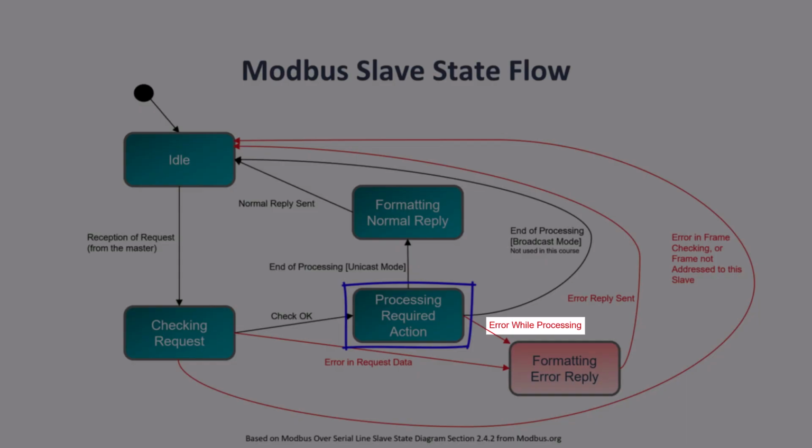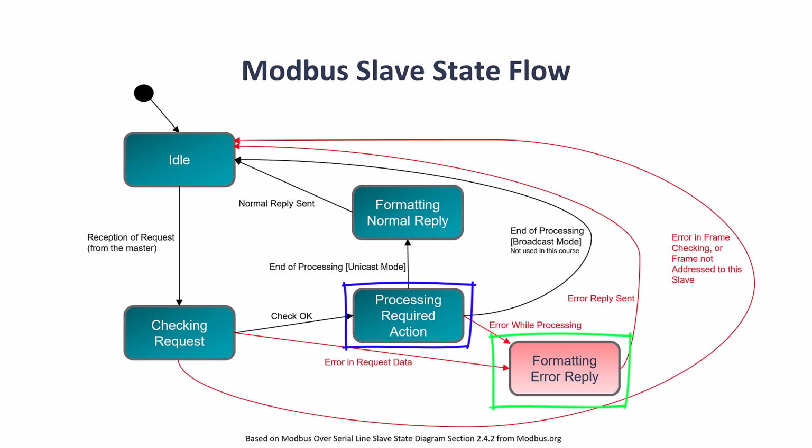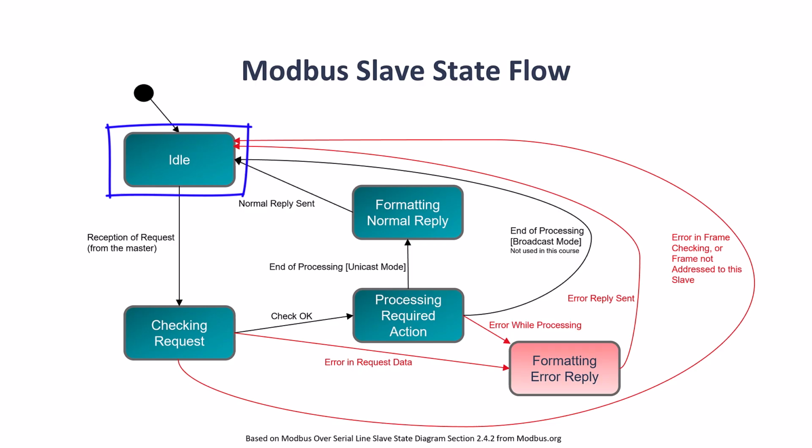In the case of errors during request validation or action processing, the slave enters the formatting error reply state, generating an exception response indicating the error encountered. And lastly, after sending either a normal or error reply, the slave returns to the idle state, ready for the next request. We'll see this flow in action when integrating Modbus middleware into our application later on.